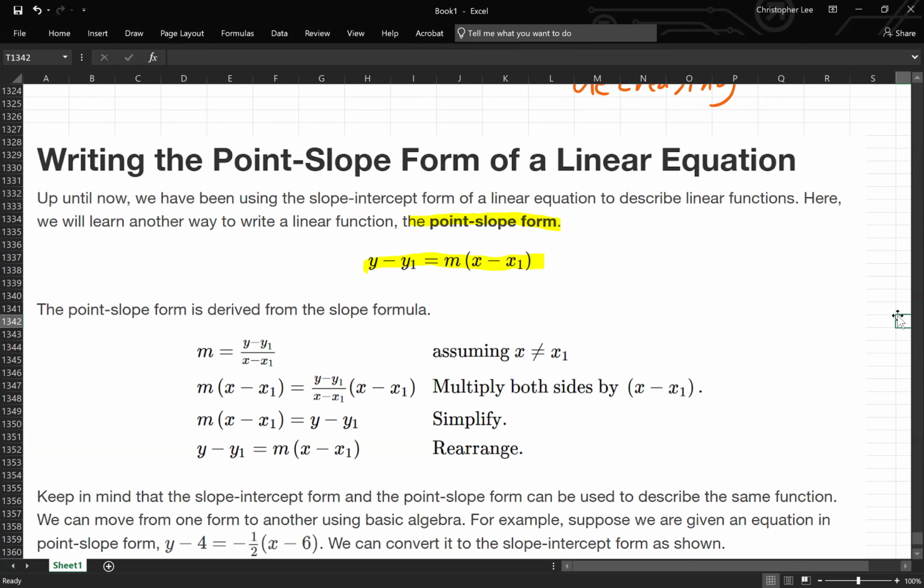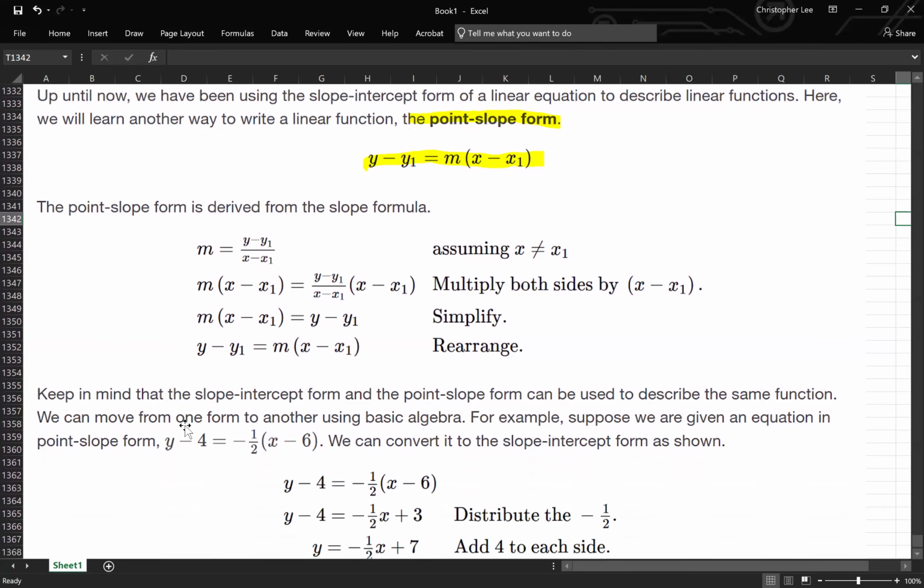It's y minus y1 equals m times x minus x1, right? The point slope formula is derived from the slope formula. So we have m is equal to y minus y1 over x minus x1, assuming that x, of course, does not equal x1. Then we multiply by x minus x1 on both sides to get m times x minus x1 is equal to y minus y1 over x minus x1 times x minus x1. These two will cancel out, leaving behind m times x minus x1 is equal to y minus y1. Then we could rearrange it to get y minus y1 is equal to m times x minus x1, right?